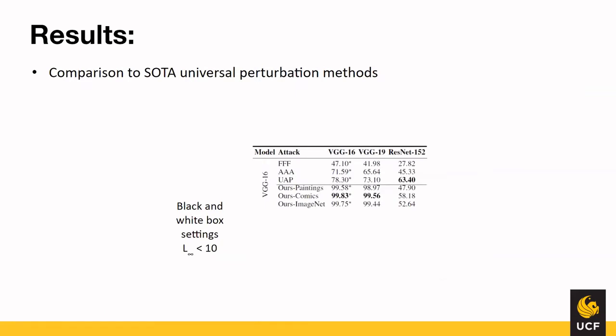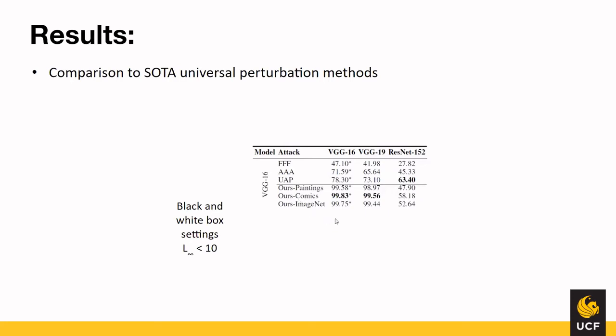So the next set of experiments we're going to look at are black box and white box scenarios, and they're comparing their generative attack to other state-of-the-art universal perturbation methods. One example of a universal perturbation method is the paper titled Universal Adversarial Perturbations, which they represent as UAP. And then FFF and AAA are other universal perturbation methods that we have not covered yet in class.